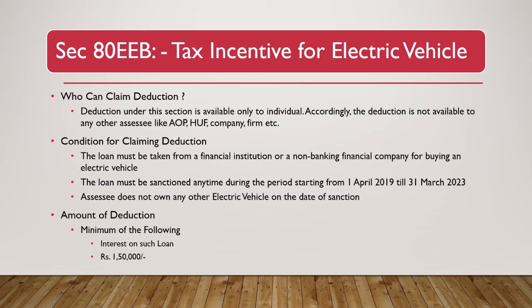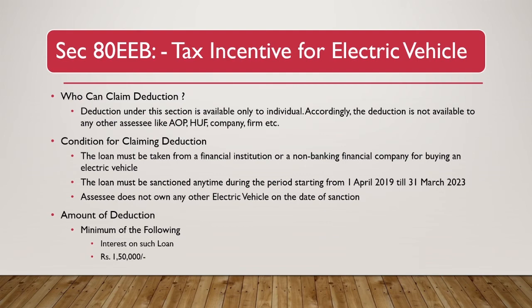So friends, now let us have a quick review of this section. Section 80EEB, tax incentive for electric vehicle. SSC being individual only and taking a loan from financial institution or non-banking financial company between 1st April 2019 till 31st March 2023, and not owning any other electric vehicle at the time of sanctioning of loan, then such SSC can claim interest repayment of a maximum of rupees 1,50,000 as deduction.